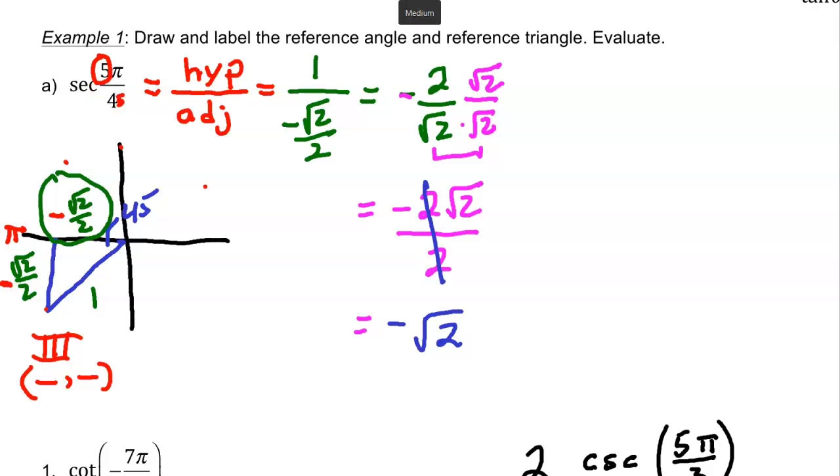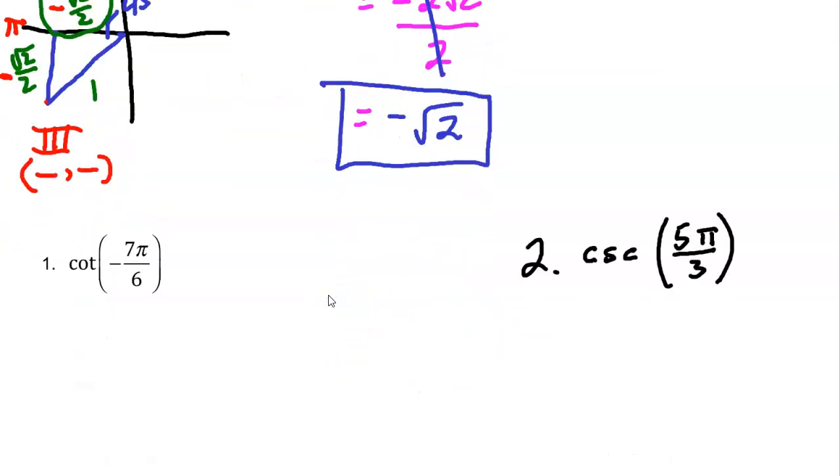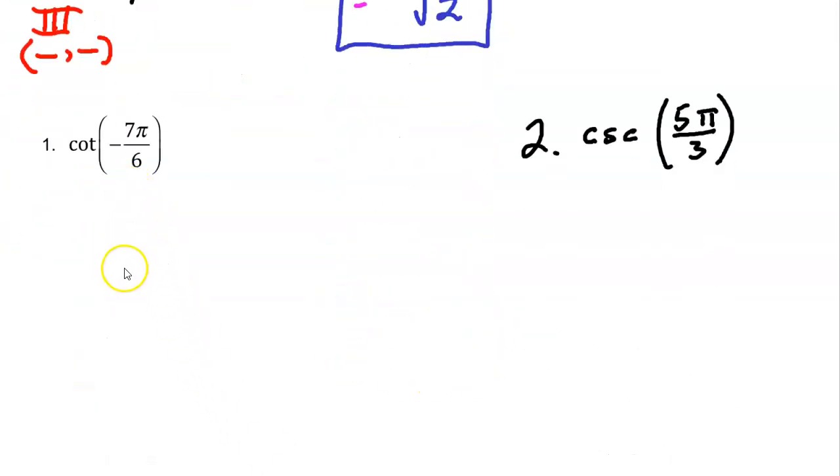Okay, there we go. Cool. So I'll have you try that. Same process with cotangent. So I'll start you off here. First of all, where are you? Quad 2. Good. What's the reference angle? 30 degrees. Yep. We know it's 30 degrees because it's divided by 6.